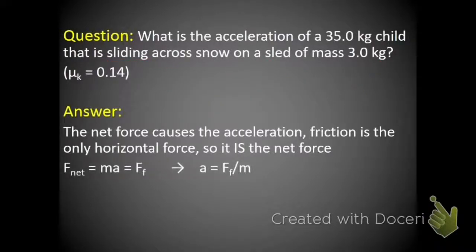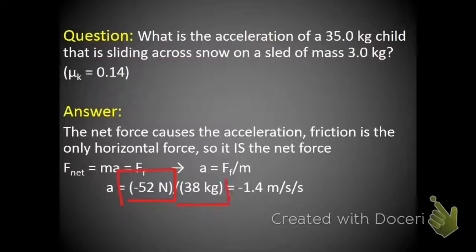Net force is equal to mass times acceleration, and that is the frictional force. So we can rearrange it so that the acceleration is equal to the frictional force divided by the mass. We just determined the frictional force in the previous problem. We divide it by the mass, and we know how much they will accelerate.